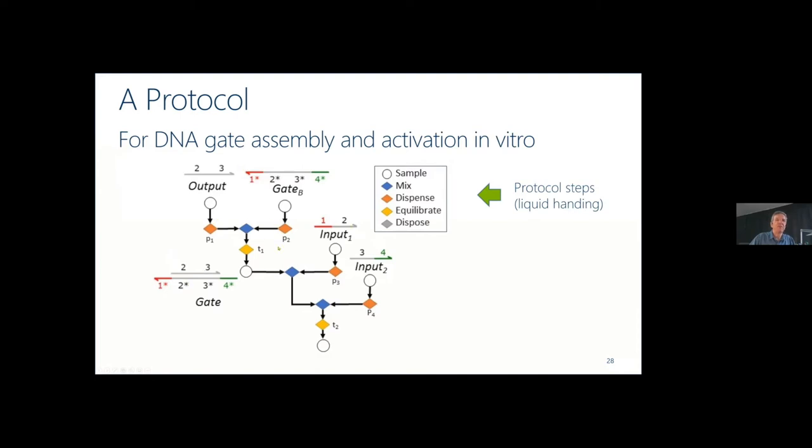Then this will be your gate for some kind of computation. Then you have an input for this gate, which is given by this test tube here. You mix it again, and this will do the same reaction. And then you mix with another input and you get more reaction, and you eventually get some result here that you are trying to achieve.